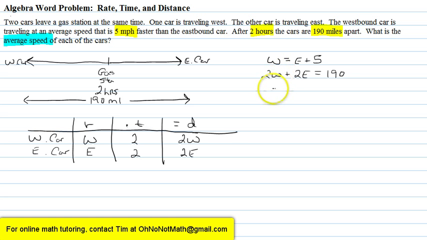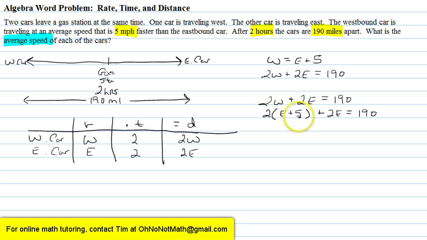So let's do that. Let's write the second equation. 2W plus 2E equals 190. And for the W, we want to substitute in E plus 5, right? Because this first equation tells us that W equals E plus 5, so we can just use E plus 5 here, plus 2E equals 190. And now we solve this for E.